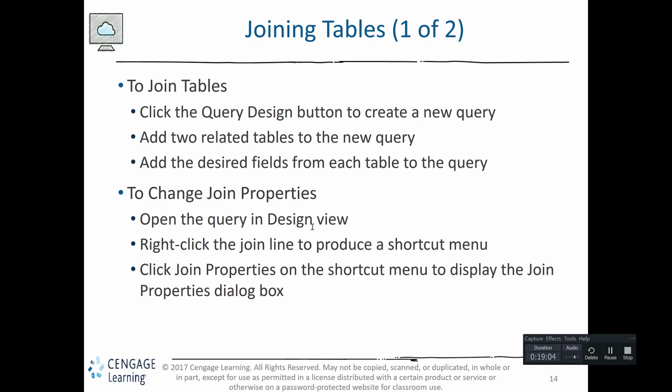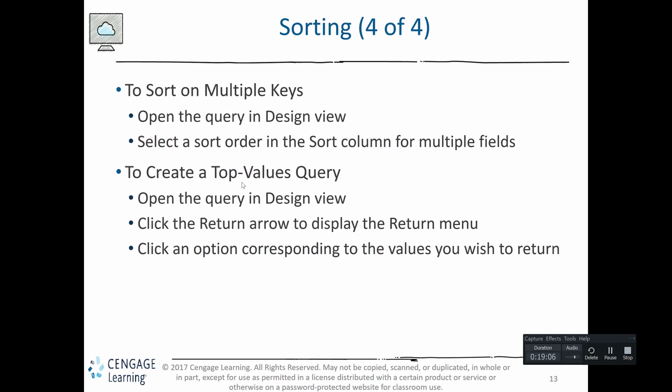Oh, sorry, there's one more thing in there. A top values query. You can return only the top values if, let's say, you had a really big table and you only wanted to see the top 10. This is a perfect example, and maybe I only want to see the top 10 people that owe me the most money. So I can just limit my return to a specific number of records.